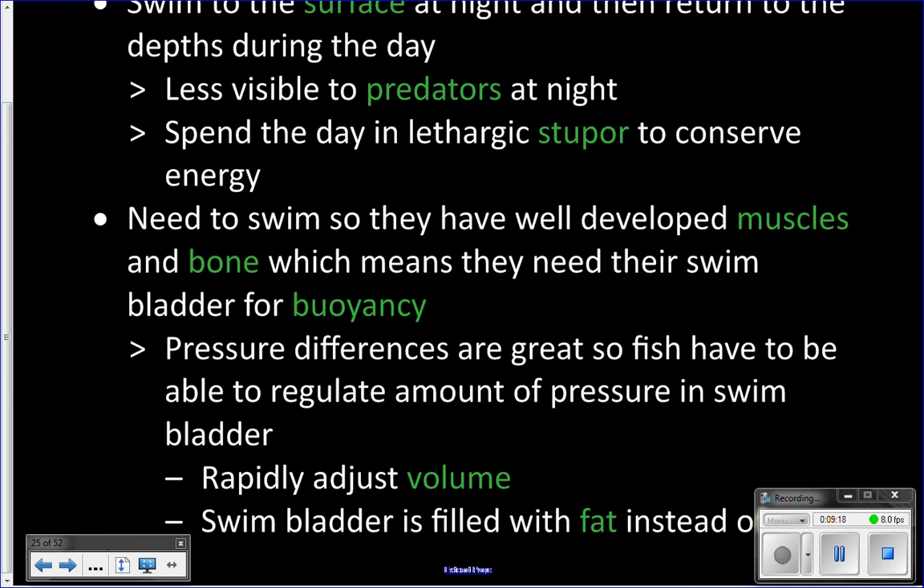Do you remember what we talked about earlier this semester with swim bladders? What happens to swim bladders if you bring a fish up too fast? Yeah, it explodes, right? That swim bladder expands really fast. So these fish, as they swim up, they're going to need to be able to adjust the volume in that swim bladder very, very fast. What a lot of them have is a swim bladder filled with fat rather than air. Because fat doesn't contract and expand like air does with the pressure differences, but it's also less dense, making the fish more buoyant, which is kind of cool. So they've got a swim bladder filled with fat.